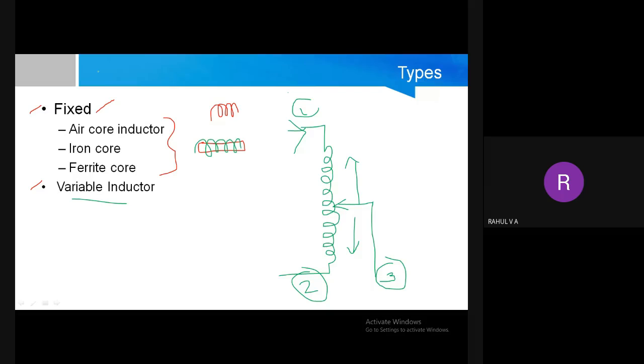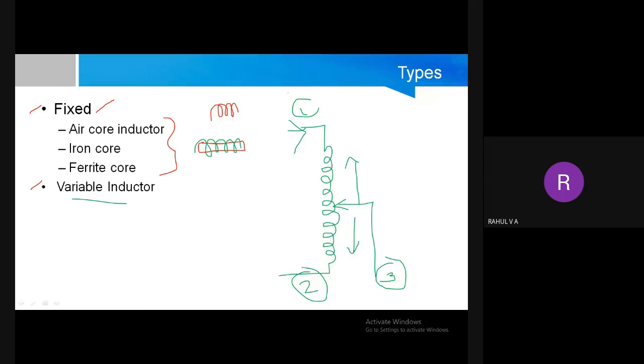Fixed type means air core inductor and iron core inductor and ferrite core inductor. Air core means there is no core in that one. Its value will normally be low. It won't be that much higher. But if you use iron core and ferrite core inductor, you can go for higher values of inductance. Which one is best? If you ask which one is best, I will suggest ferrite core, because it will give you a high value, and also there is one effect called saturation effect. If you use ferrite core, saturation will not happen, but if you use iron core, saturation will happen.